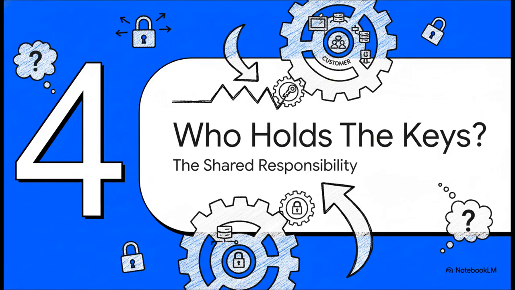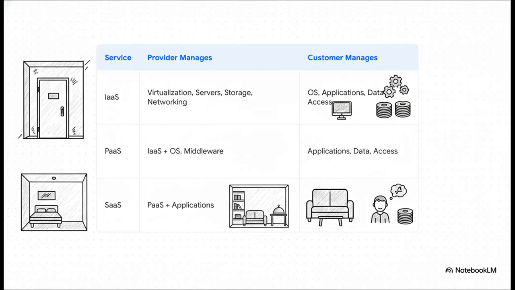So, with all these shared risks and all this confusion, how do we sort out that trust boundary problem? How do we finally figure out who's responsible for what? Well, the industry's answer is something called the shared responsibility model. This is where it all starts to click. Let's use our apartment analogy to break this down.